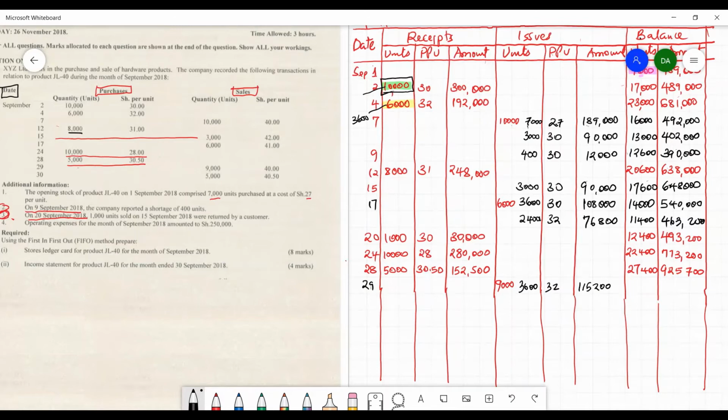So we're going to have 3,600, which should be subtracted from the total number of units, which is 27,400, so that we remain with 23,800 as the balance of the units in the store. But then you also need to subtract the total amount of 115,200 from the previous amount, which was 925,700, so that we are going to remain with 810,500.